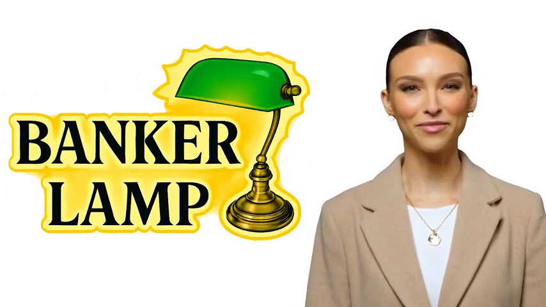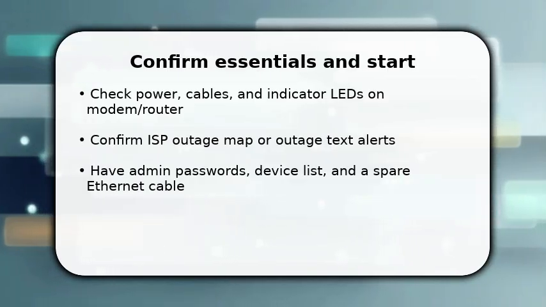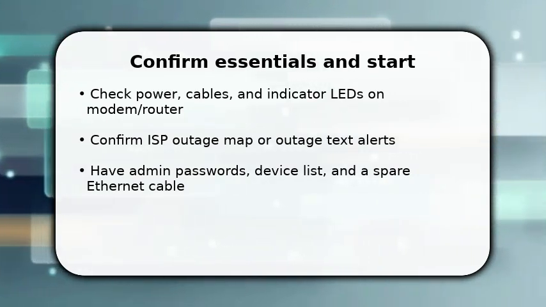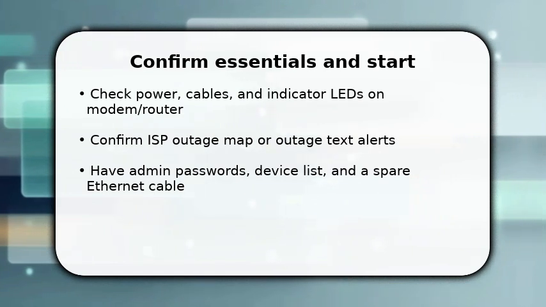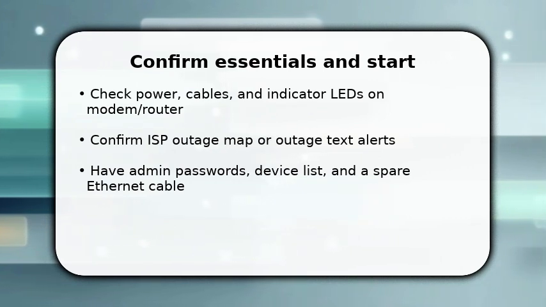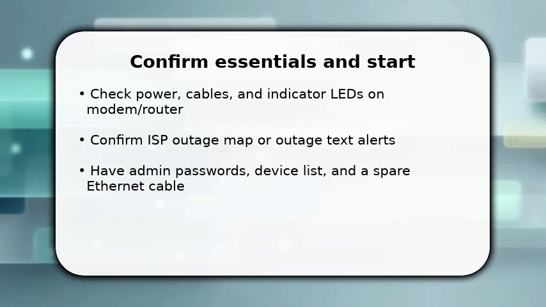Please enjoy the video. You begin by confirming essentials: power, cable connections, and that router LEDs indicate activity. If not, cycle power for 30 seconds and watch LEDs return. Next, check your ISP status quickly. If they report an outage, you'll avoid wasted steps.